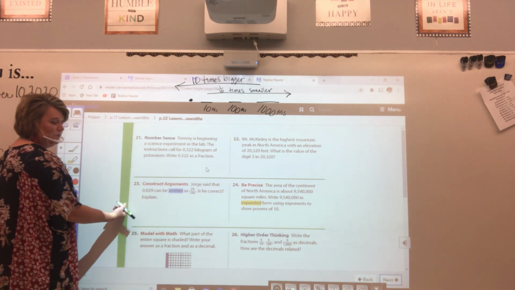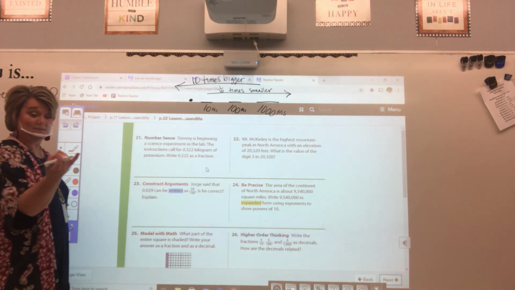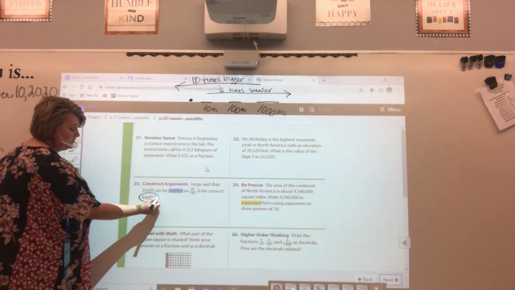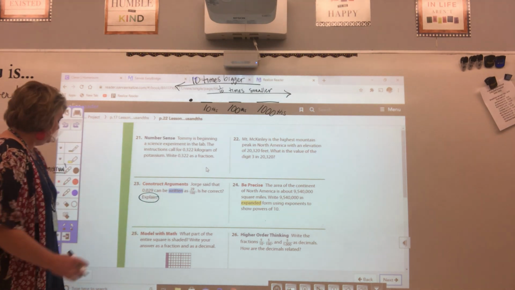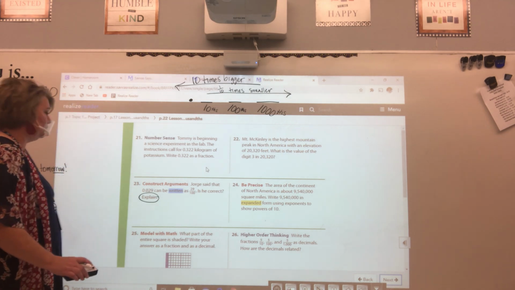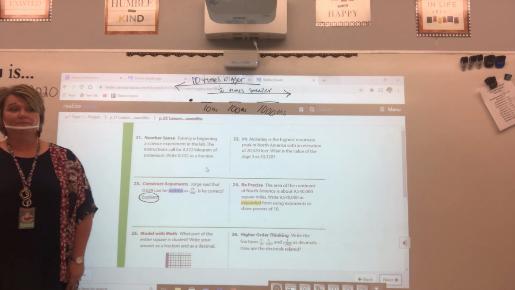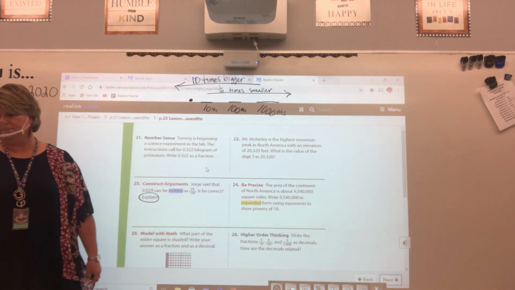Number 23. George said that that number is that. Is he correct? And you have to decide if he's yes, he is correct, or no, he's not correct. And then don't forget this. Circle that. You have to explain. You have to tell me why he is wrong if he's wrong. Okay? The number, like the correct part. Yeah. Not the correct explain. Yeah. Okay.